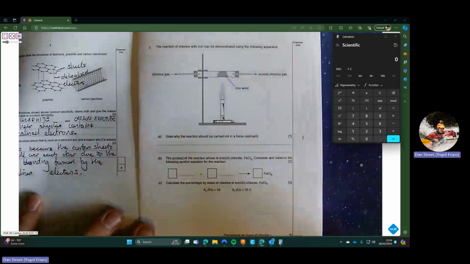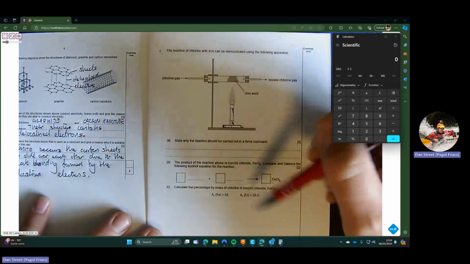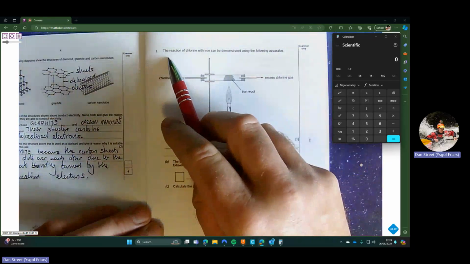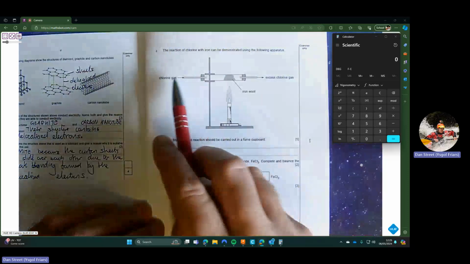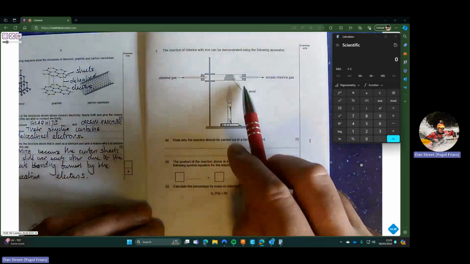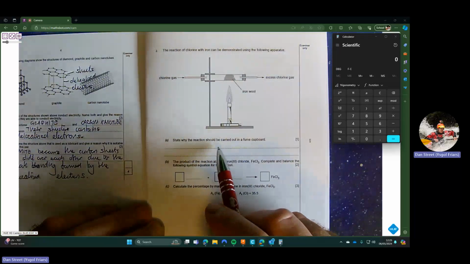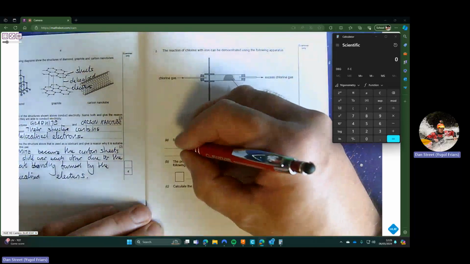Okay, now this part of it is not strictly on our syllabus, but it's mainly the calculation that I chose this for. So the reaction of chlorine with iron can be demonstrated using the following apparatus. So we've got chlorine gas being blown into this tube over some iron wool, and the whole thing is heated. State why the reaction should be carried out in a fume cupboard. Well, that's because chlorine is toxic.